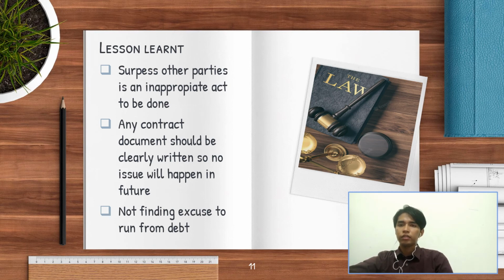Next, a lesson that we can learn from this case is we should not suppress any other party, because it is not an appropriate act to be done. Next, any contract document should be clearly written so no issue will happen in the future. Just like the case of Maju Holdings, the clerical error by Maju Holdings itself shows that some misworded text used in the contract can create a problem in the future.